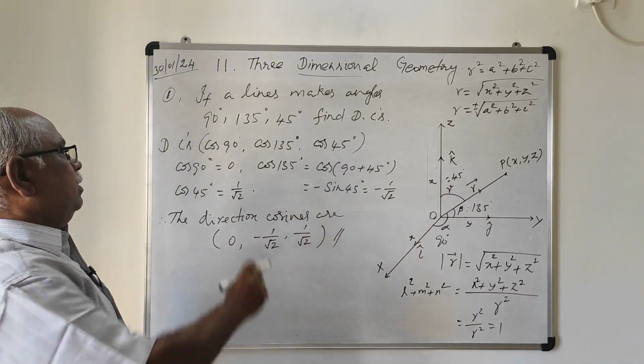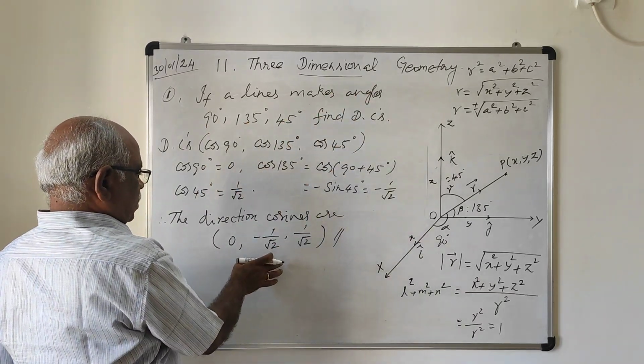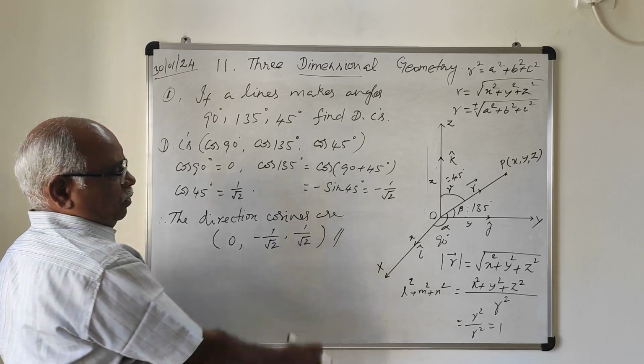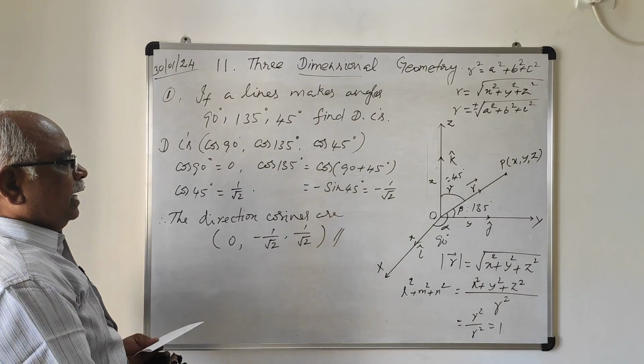If an angle makes 90, 135 and 45 degrees with the coordinate axes, then the direction cosines are 0, minus 1 by root 2, 1 by root 2. That's all about the problem. Okay? Next problem.